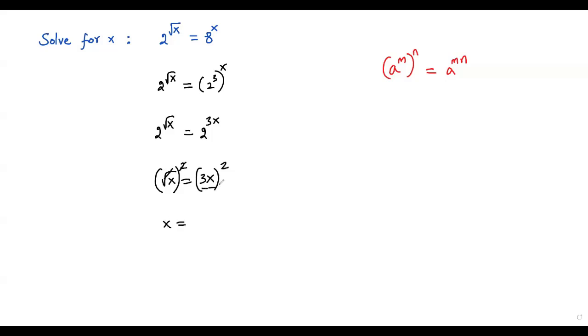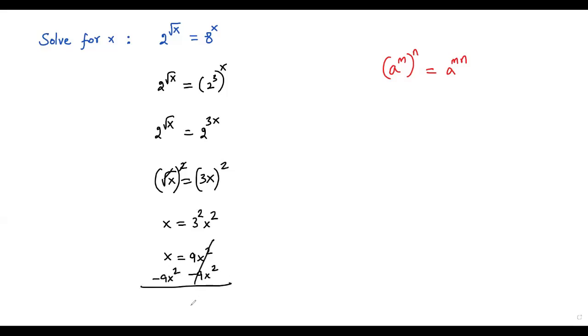And here 3 and x are multiplied and we have the common exponent 2. Whenever two terms are multiplied and we have a common exponent, the exponent can be distributed to each term. Then I'm getting 3 squared times x squared. So x equals, we know that the value of 3 squared is 9, 9 times x squared. To solve for x, we need the variable on one side of the equation, but here the variable x appears on both sides of the equation. So to get rid of the variable on one of the sides, I'm going to subtract 9x squared from both sides to get rid of the variable on the right side.